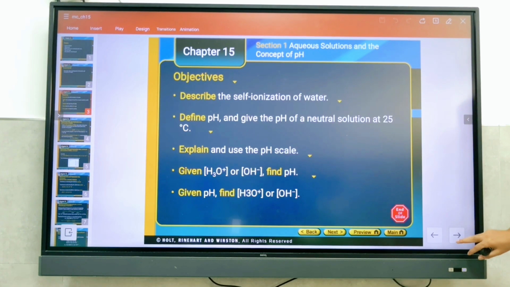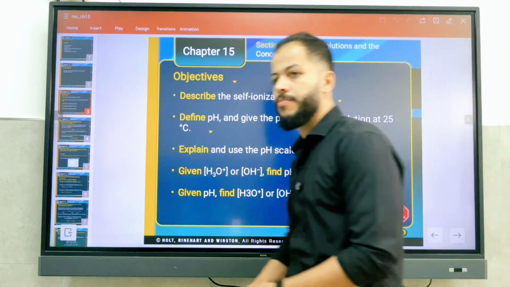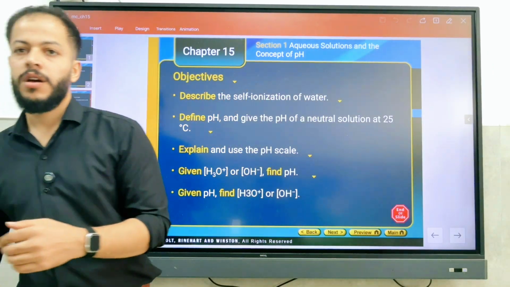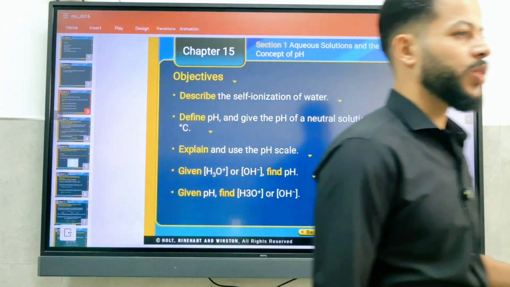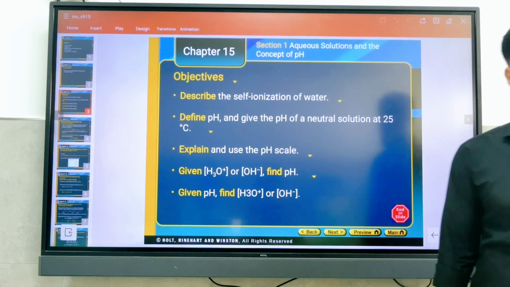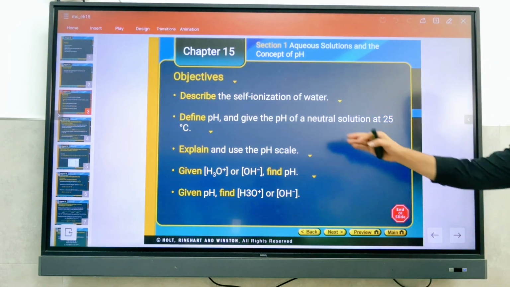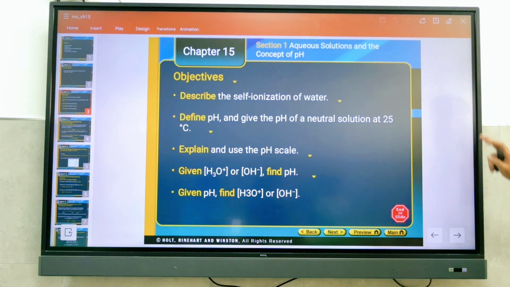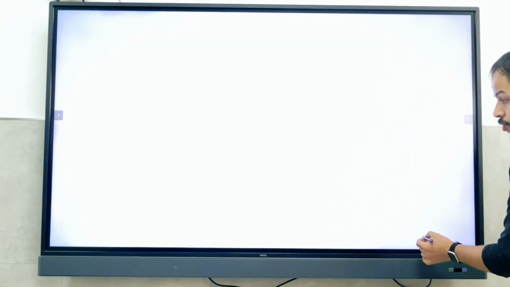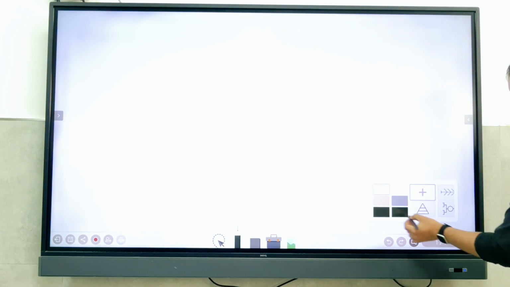The first thing we need to recall is what we studied about solutions, if you remember from the previous year. What happens to a covalent compound is called ionization. In today's section, we will see the self-ionization of water. So let's see that happening here on the whiteboard, or the black one.